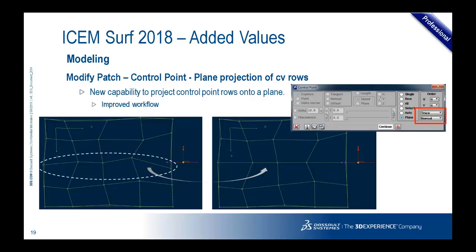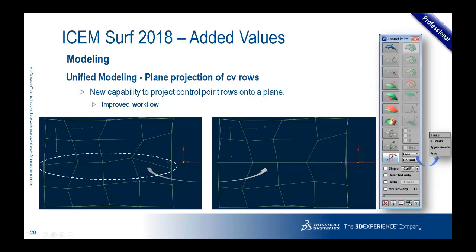Okay, so we can access this function from standard ICEM Surf and also from unified modeling. Okay, so in unified modeling mode, we can click here on this option, which is the plane, and then we can choose the option for aligning the control points on a plane, and you can choose the direction, normal or tangent. What I'm going to do is show you how it works on ICEM Surf.